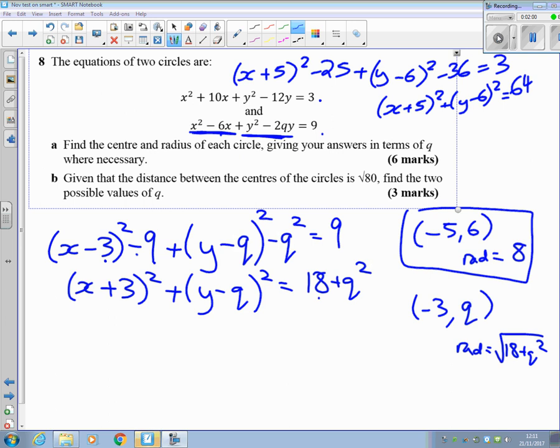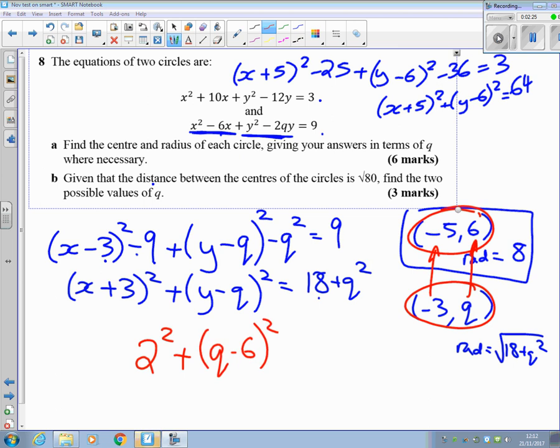Now, part B says the distance between the two centres. So we've got our two centres here, and we want the distance between them. To find the distance between two points, we're using Pythagoras. From there to there, actually, I can spot that, can't I? That's just 2. So I've got 2 squared plus there to there, which is q take away 6, squared. And the square root of that, the distance, is equal to root 80.